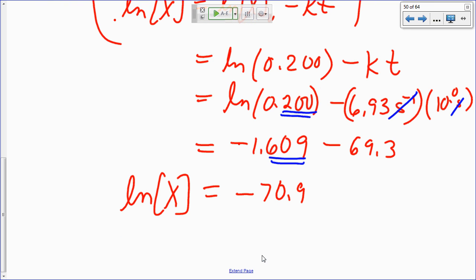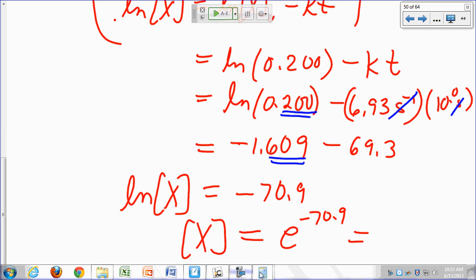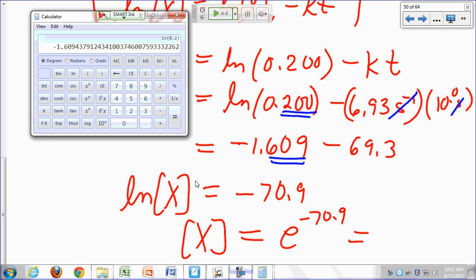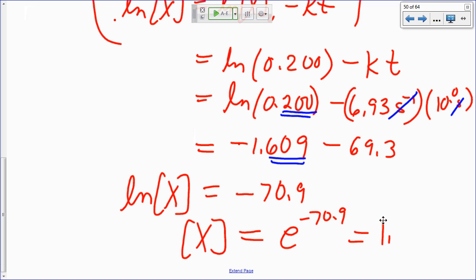So what's my x going to be? I take the inverse log. What's the inverse of ln? e to the negative 70.9, right? So the inverse, that makes it e to the x. It's 1.62 times 10 to the negative 31.